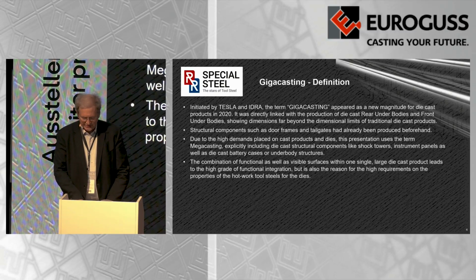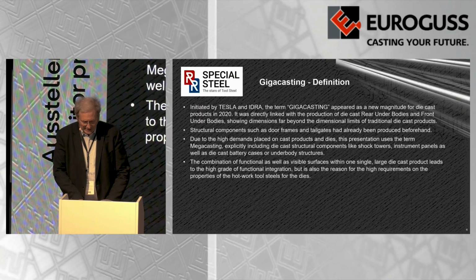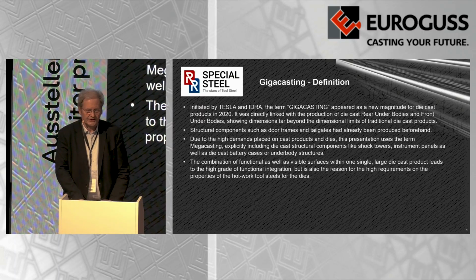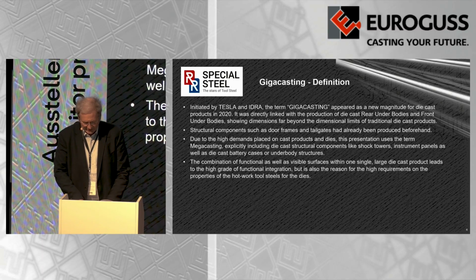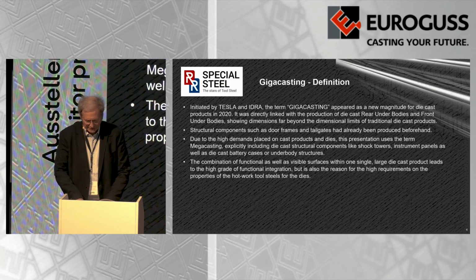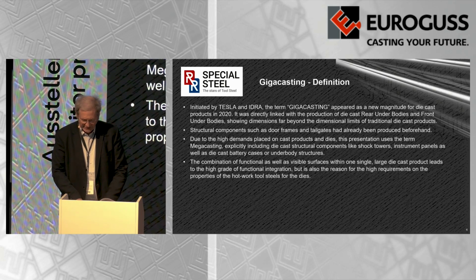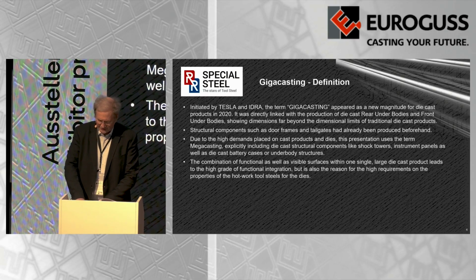As my presentation does not only focus on the die-cast underbody structures alone, but also on other large die-cast products like shock towers, I would like to use the term mega casting, which explicitly includes the die-cast structural components like shock towers, instrument panels, as well as battery cases or underbody structures. This wording also allows me to give a more neutral description of the technology.